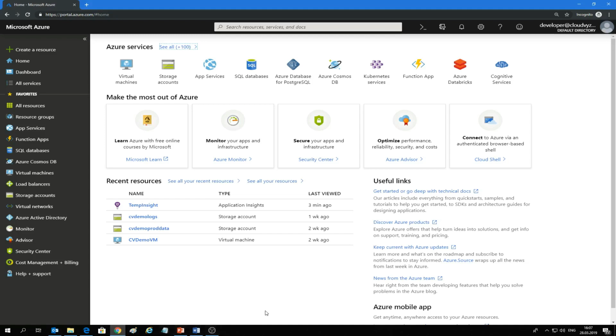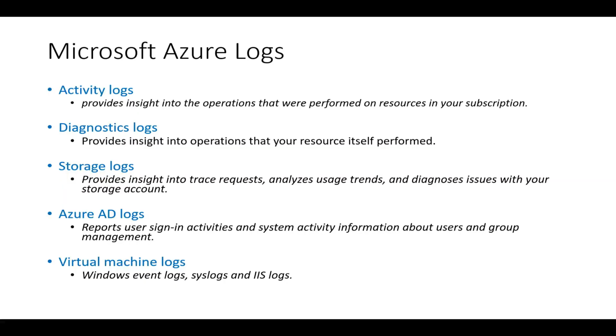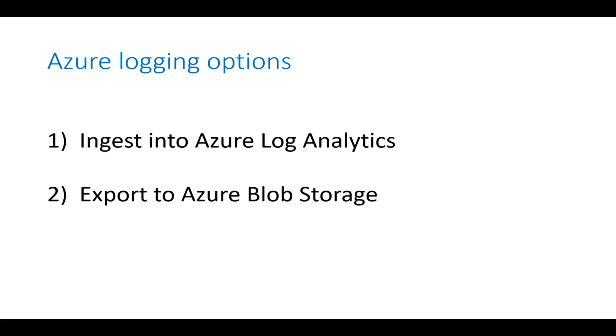In this video, we will show how CloudVyzor LogPad can help with searching Microsoft Azure logs. Microsoft Azure generates several types of logs. The main types are activity logs, diagnostics logs, storage logs, Azure AD logs, and virtual machines logs. To store and analyze these types of logs, Microsoft Azure provides two main options.